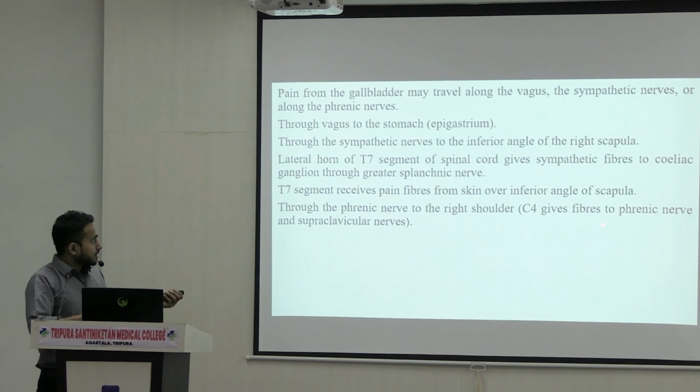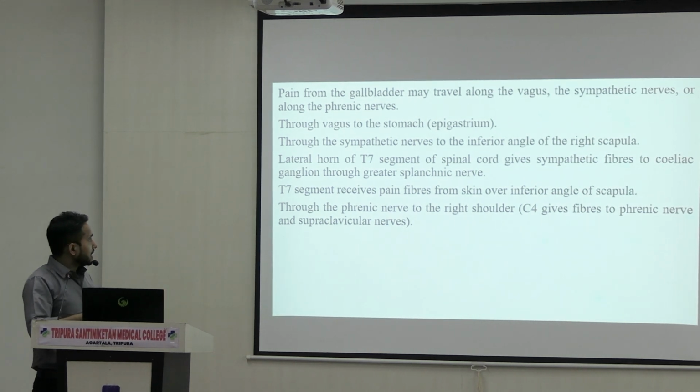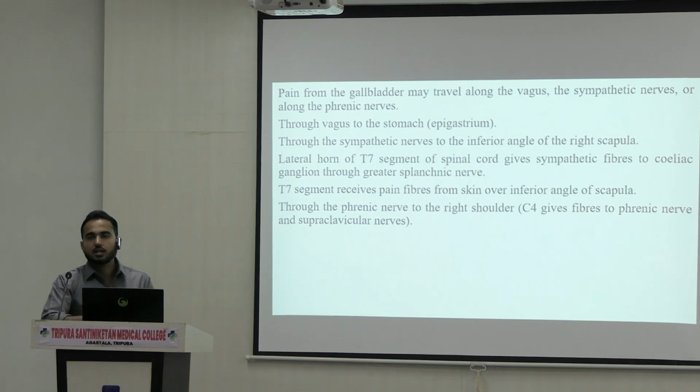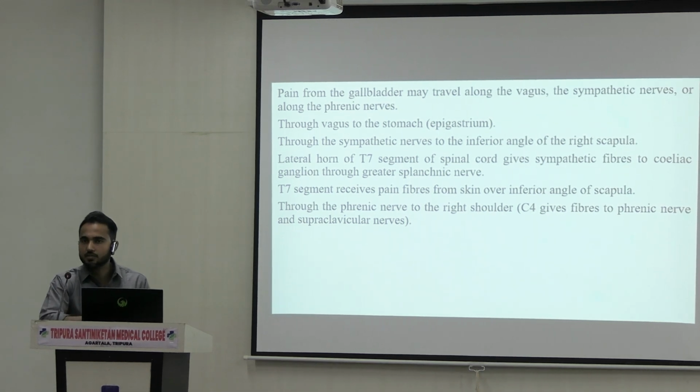These fibers are going to the celiac ganglion. Now the T7 segment receives pain fibers from the skin over the inferior angle of the scapula. So this is how the referred pain is felt in that particular area from the gallbladder.